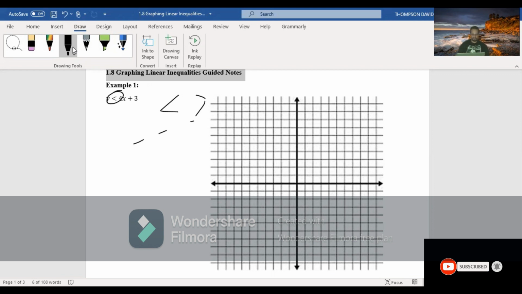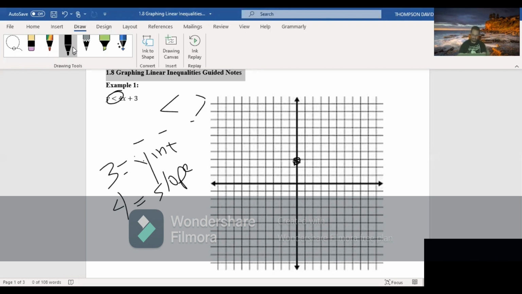So first, let's plot our line. We have 4x plus 3. So we're going to use 3 as my y-intercept and 4 as the slope. So we count the 3, 1, 2, 3. And we're going to rise 4, 1, 2, 3, 4 over 1.